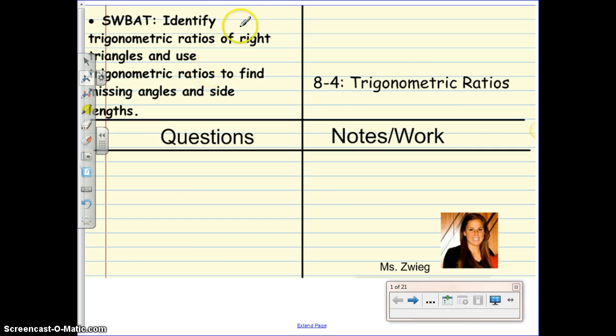And after this video you should be able to identify trigonometric ratios of right triangles and use these ratios to find missing angles and side lengths.